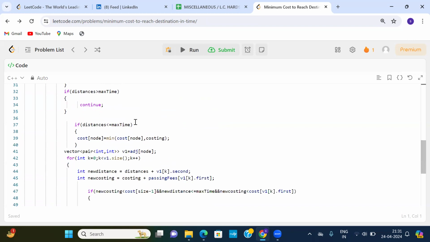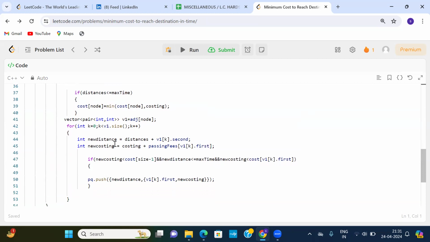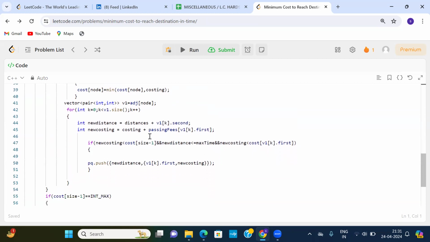If distances is less than or equal to max time, I will update my cost array. That is cost at the index of node equals to min of cost at the index of node comma costing. It will take the minimum value amongst these two. And then I have made one vector to iterate through all its adjacent cities. So for int k equals 0, k less than v1.size, k plus plus.